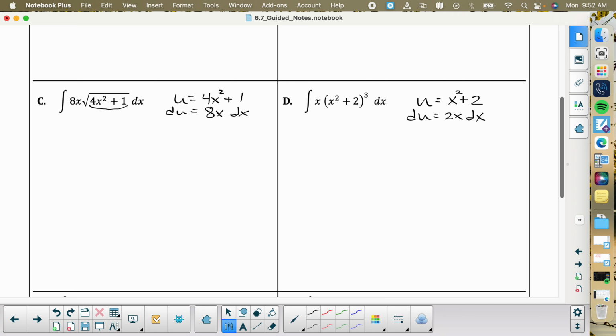The other method, which will work identically but look different, is that since we only have regular x, we are going to make this say regular x. We're going to divide both sides by 2. So we would have 1/2 du equals x dx. And then since this is what is present in the problem, the substitution you would do would be to replace x dx with 1/2 times du.